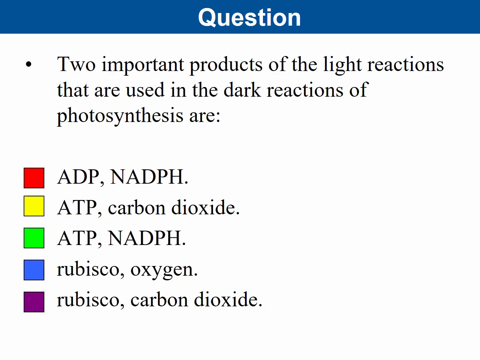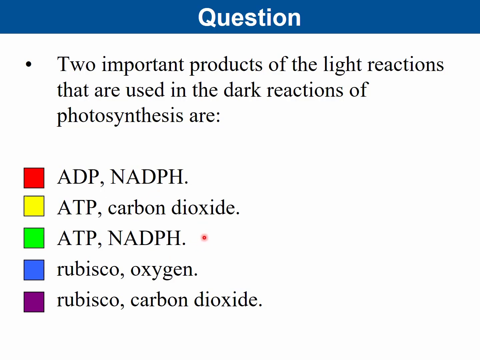Okay, if you said green, you're correct. So the two reactants that are used from the light reactions into the dark reactions are going to be ATP, because remember that ATP is the energy needed to build our sugar, as well as NADPH. NADPH, remember, is our electron carrier.